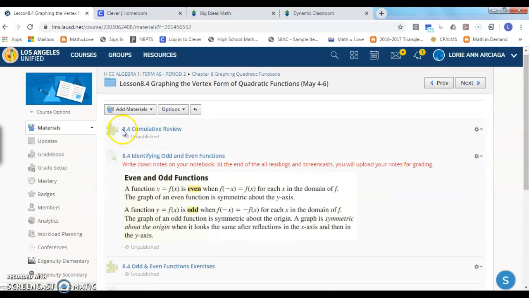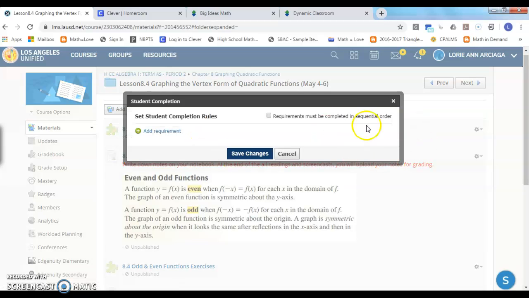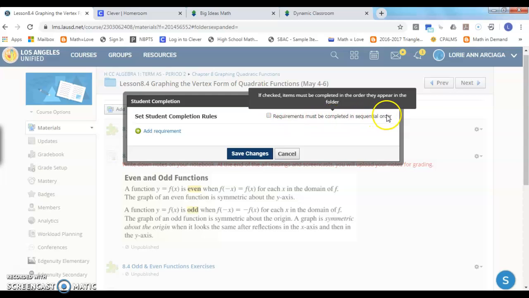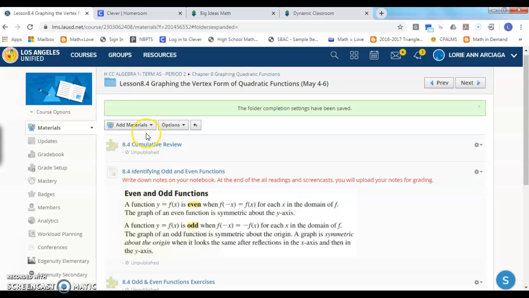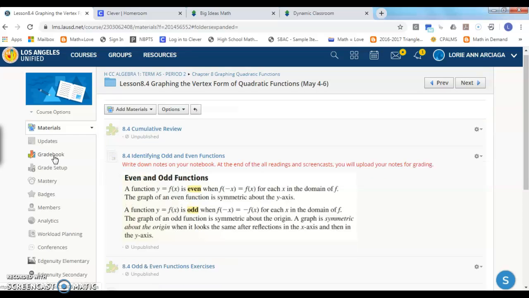Okay, so go ahead and do the cumulative review. Again, the items in this folder must be completed in sequential order. That means you will start from cumulative review and then go to the next one and the next one and so on. Do not follow the order in which they appear in the gradebook because depending on whether they're a classwork or an assessment, they may be arranged differently. So make sure you go to materials and then follow the order as they appear here.